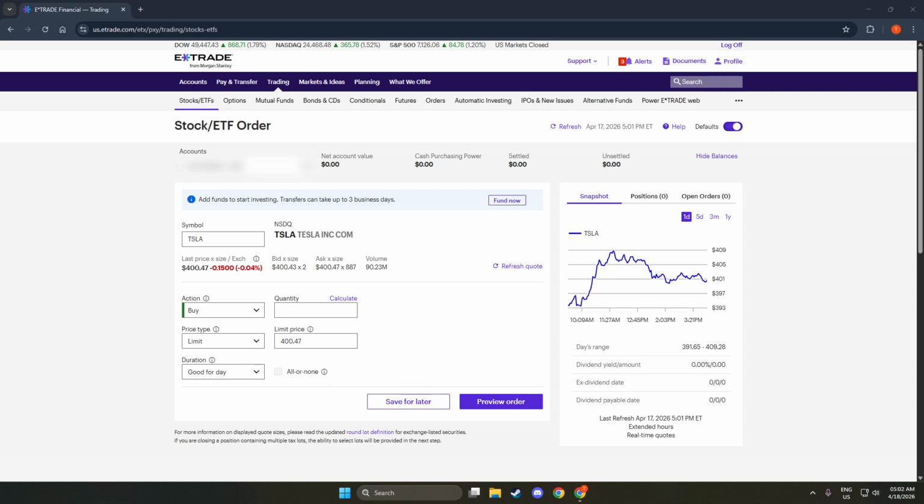Now enter your limit price. For a buy limit, this is the maximum you're willing to pay. For a sell limit, it's the minimum you're willing to accept.